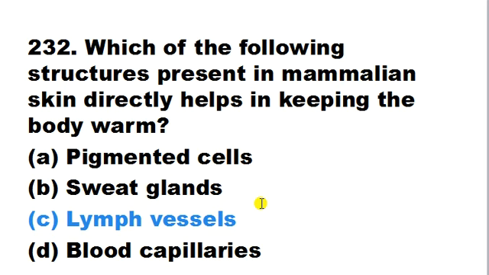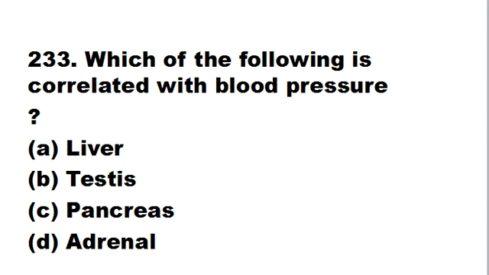Which of the following is correlated with blood pressure? A. Liver, B. Testis, C. Pancreas, D. Adrenal. Its correct answer is D. That means the adrenal gland is the organ that correlates with blood pressure. How? Because the adrenal gland secretes aldosterone. Aldosterone is a hormone which controls the blood pressure of human beings by controlling the sodium and potassium concentration in blood. So here the correct answer is D. The adrenal gland is associated with controlling your blood pressure.